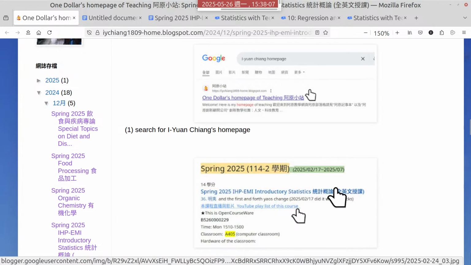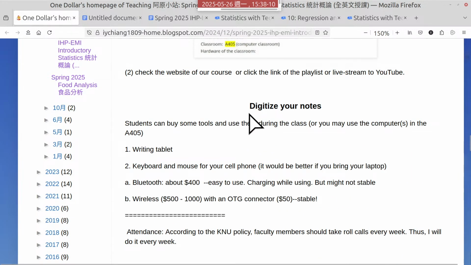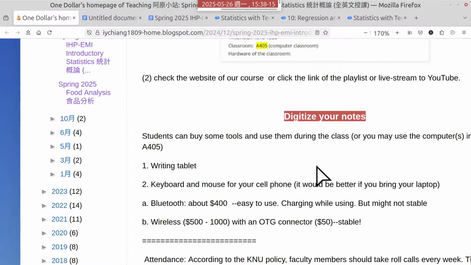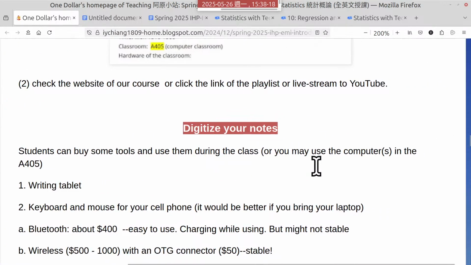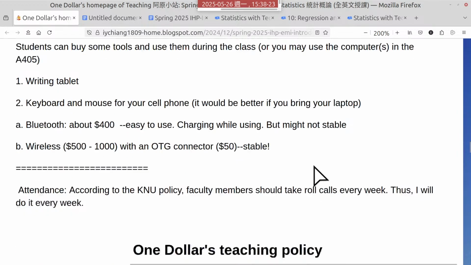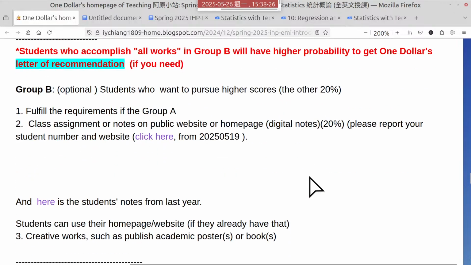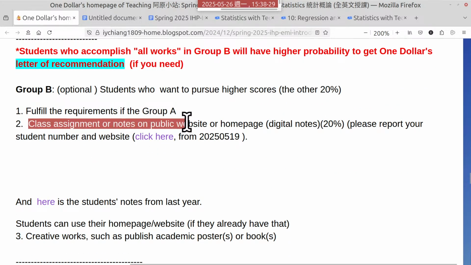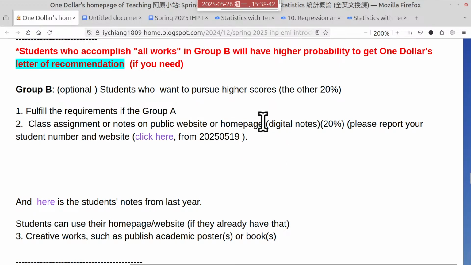As I mentioned, I try to encourage everyone to digitize your notes. How to do that? I think in the previous semester, many students in this classroom already did the work, so they are familiar with this. And please report class assignment or notes on a public website or homepage. It means your content can be searched. Your contents are searchable.